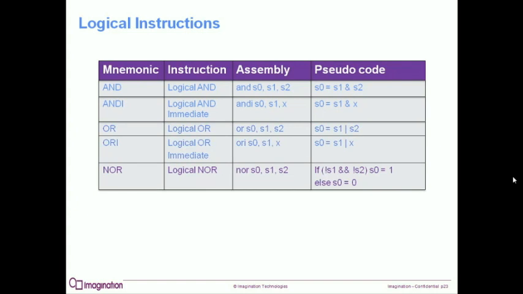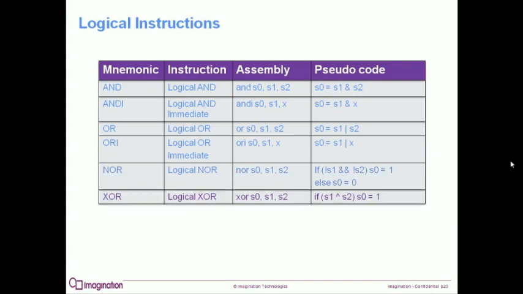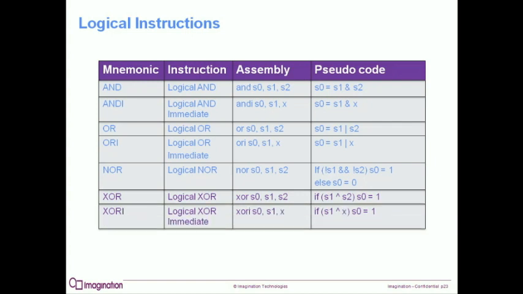The NOR operation compares each bit of two input registers. If both bits are 0, then the corresponding bit in the destination register will be set to 1, otherwise it will be set to 0. The XOR operation compares a bit in the two input registers. If one and only one bit is set to 1, then the corresponding bit in the destination register will be set to 1, otherwise it will be set to 0.